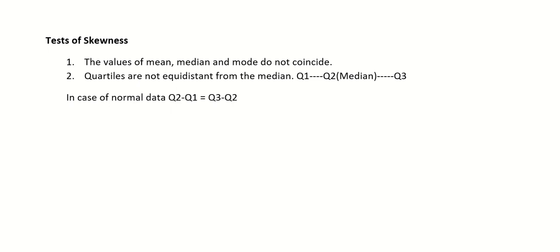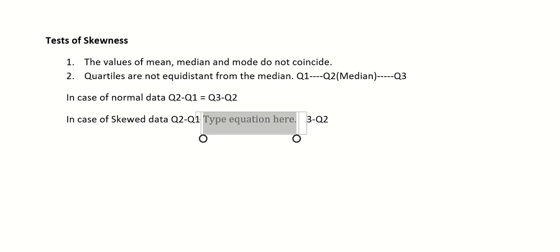Right, in case of normal data. But in case of skewed data, these values are not equal. It may be greater than or less than whatsoever. This will not be equal. Right, so this is the second scenario we have. Then third case, how do we check that this is skewed or not?